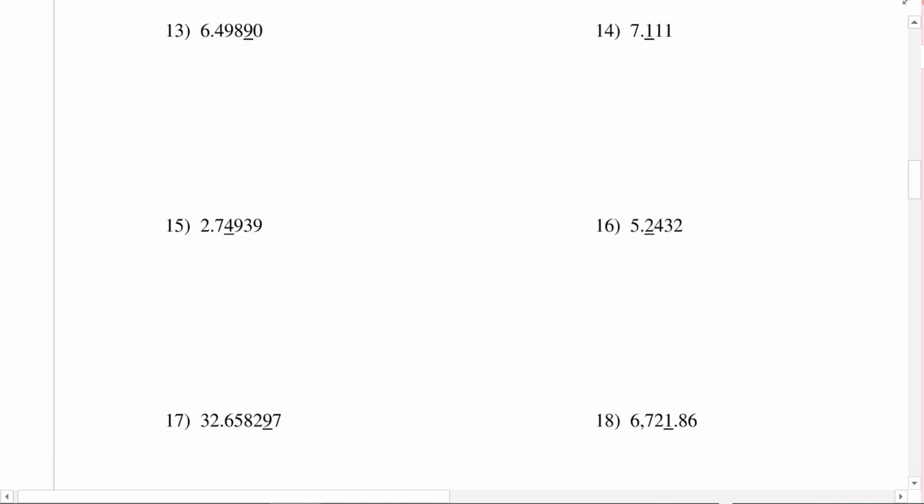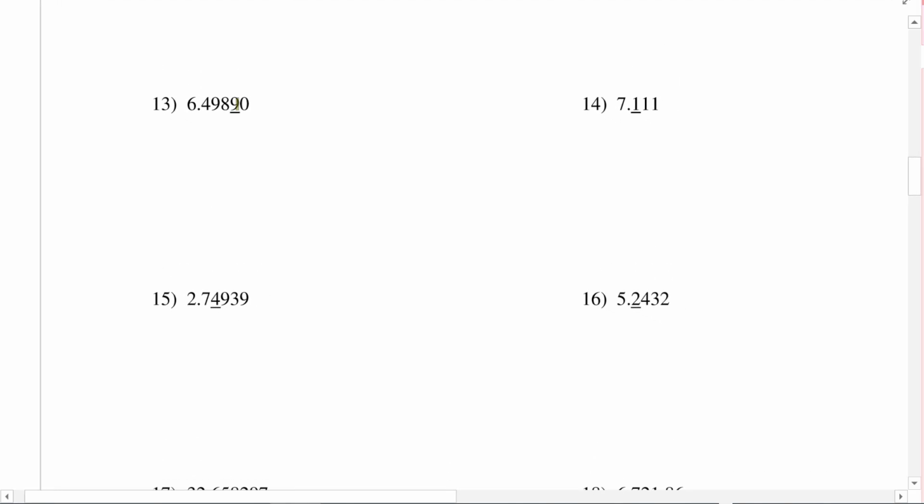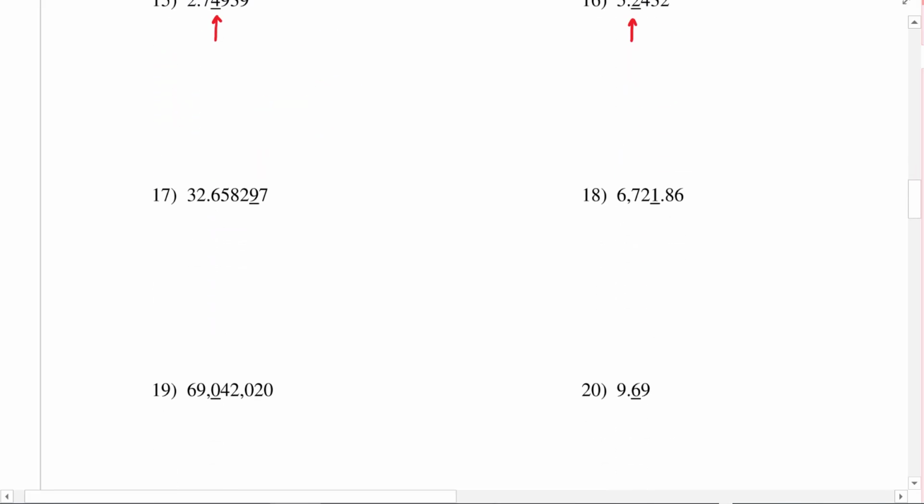Actually, let's see if we have some decimals. Yes, we do have some problems with decimals. So here, the 9, well, let's see. This one is the tens, hundreds, thousands, 10,000s. This is how we write it. This one here is on the tenths position. This one is on the hundredths position. This one is on the tenths position. This one is on the ones, right?